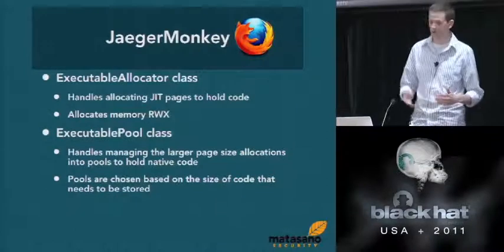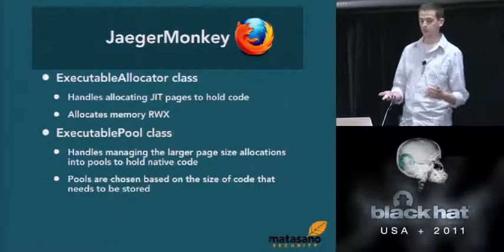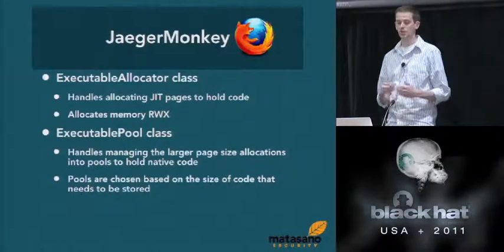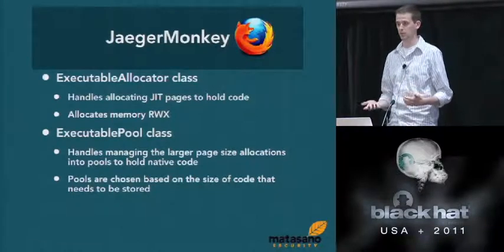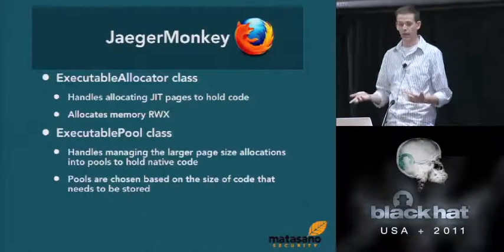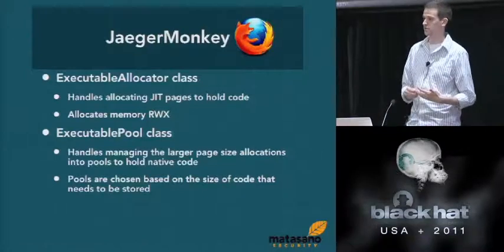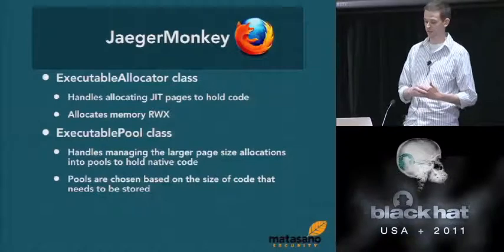The memory allocation classes of JagerMonkey are not quite as interesting as TraceMonkey. There's first the executable allocator class, which handles calling the low-level APIs like VirtualAlloc on Win32 or mmap on POSIX platforms. And they all allocate, again, their code readable, writable, and executable. And that's really necessary to support the feature of the inline cache. And we'll definitely talk about that in detail in a little while.